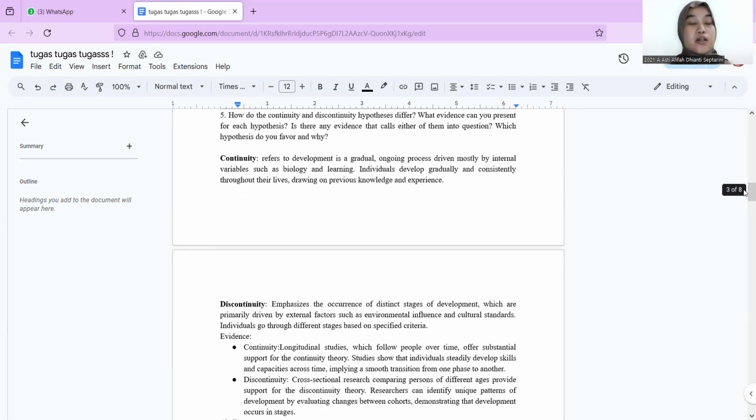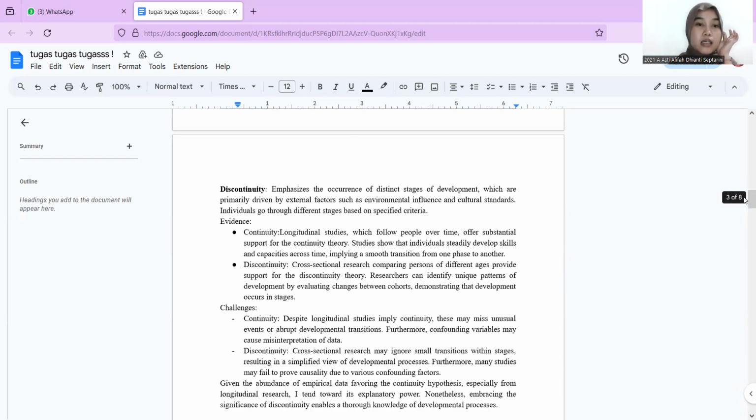So our answer is, continuity refers to development as a gradual, ongoing process driven mostly by internal variables such as biology and learning. Individuals develop gradually and consistently throughout their lives, drawing on previous knowledge and experience. And then discontinuity emphasizes the occurrence of distinct stages of development, which are primarily driven by external factors such as environmental influence and cultural standards. Individuals go through different stages based on specified criteria.